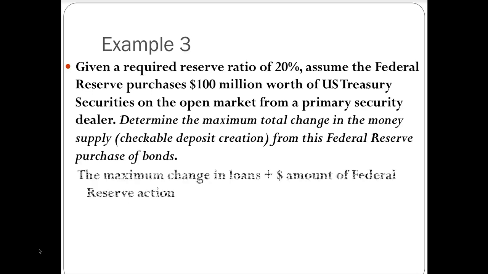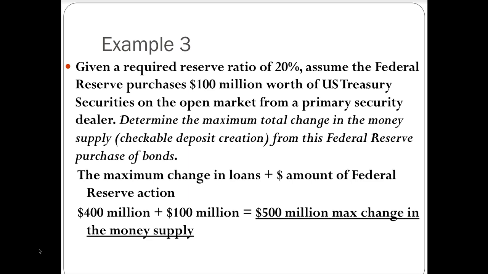So there's a couple ways you can do this problem. The first way is if you take the maximum change in loans plus the amount of the Federal Reserve action, you'll get your new money supply total here. So we already found out from the last problem you had $400 million worth of loans being created, plus the initial deposit by the Federal Reserve was $100 million. So 400 plus $100 million, you have $500 million maximum change in the money supply or checkable deposit creation.